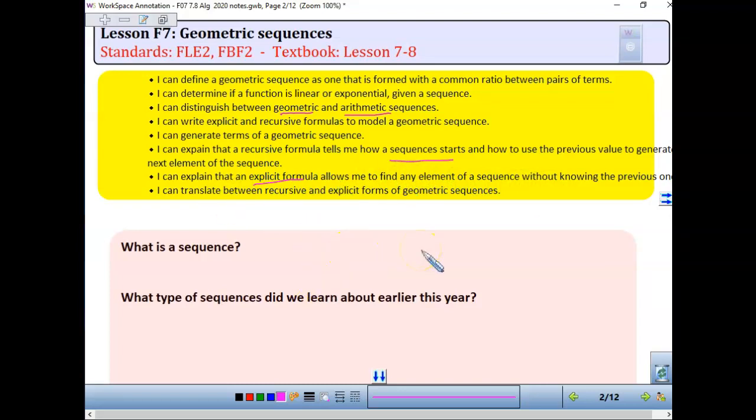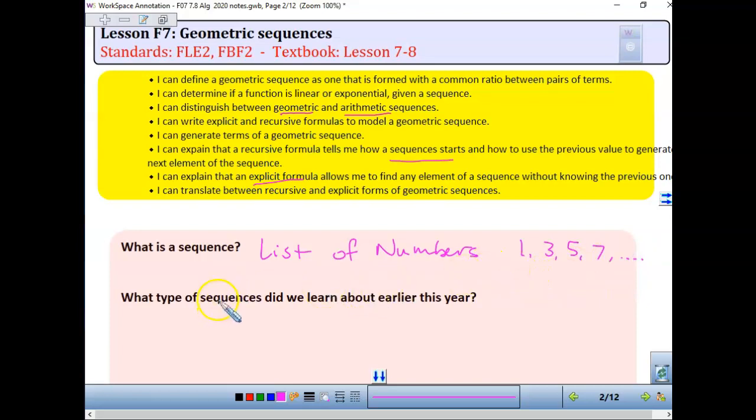So if we think about our sequences, what could you tell me is a sequence? Chase, what do you think for a sequence? It's like a list of what? A list of numbers. Yeah, and they're usually related to each other, right? So when we did them earlier this year, that list of numbers, we might have had something like 1, and then maybe we have 3, and we have 5, and we have 7, and that was an arithmetic sequence, right?